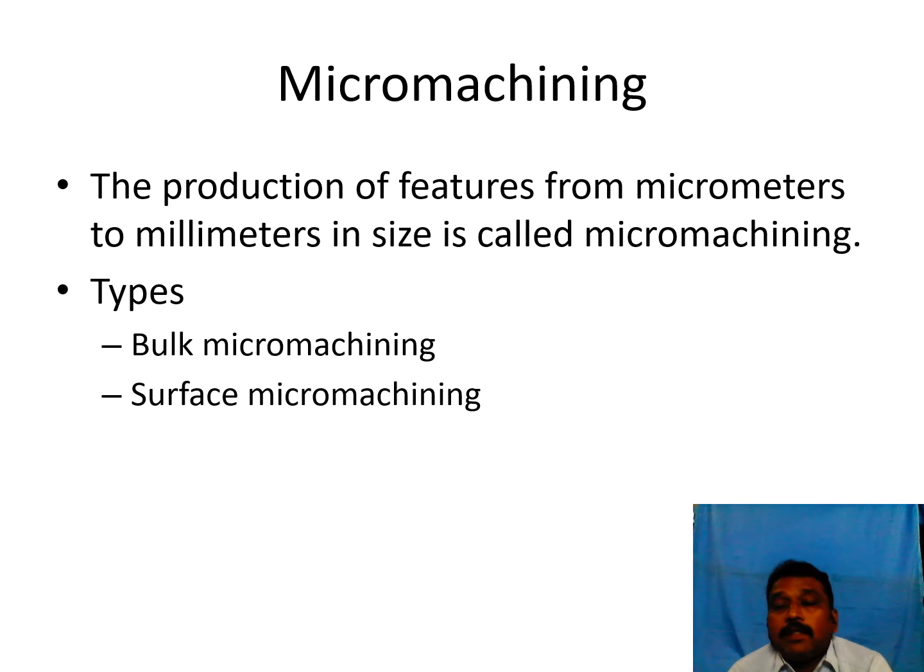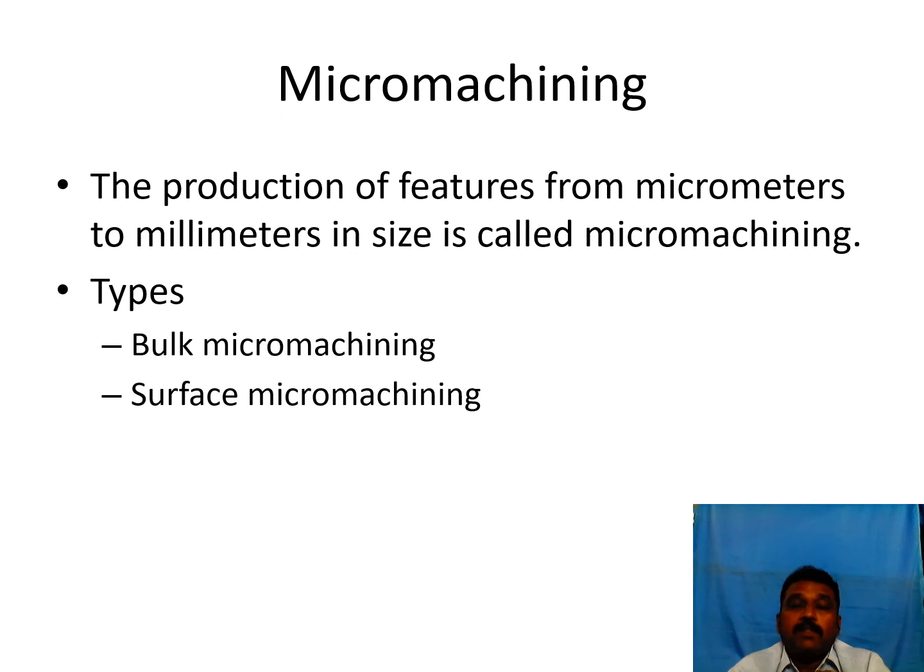And then how are these devices machined: micro electromechanical systems, microelectronic devices, micro mechanical devices, micro electromechanical devices? The process by which these devices or systems are manufactured is known as micro machining. So, what is micro machining? The production of features from micrometers to millimeters is called micro machining, as I showed you in the very first diagram. Normally it is not visible to the naked eye.